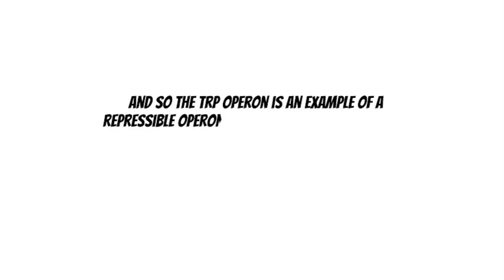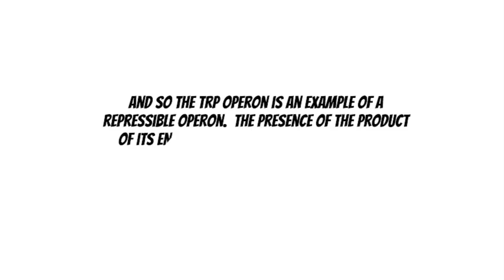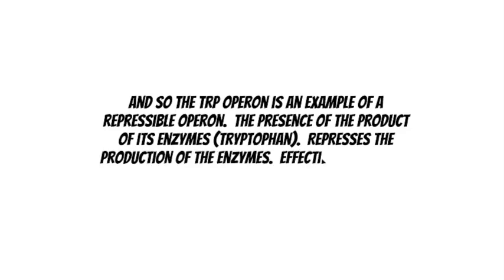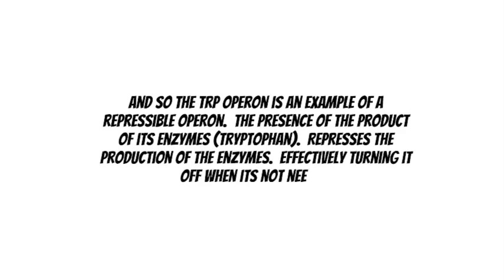When tryptophan is present, it turns off the operon that would manufacture tryptophan. When tryptophan levels are low, then the repression stops and the enzymes to build tryptophan are produced. It's important to remember that the trp repressor is always produced, but only becomes active when bound to tryptophan.